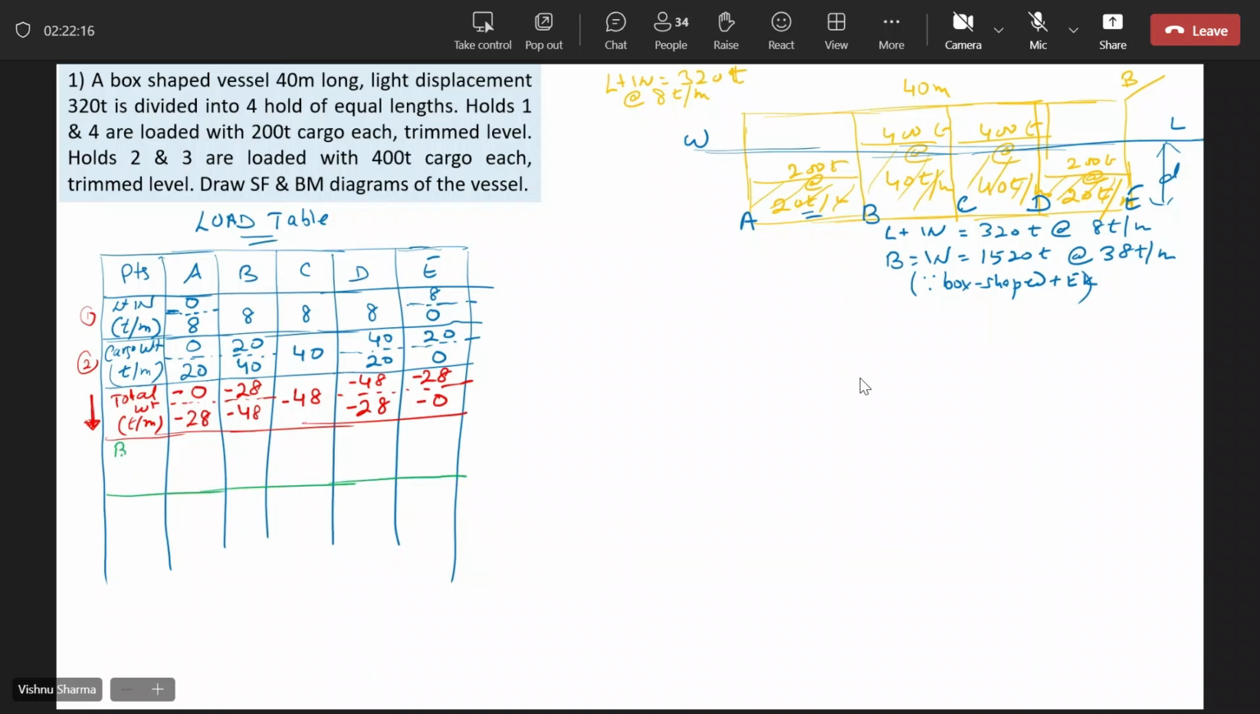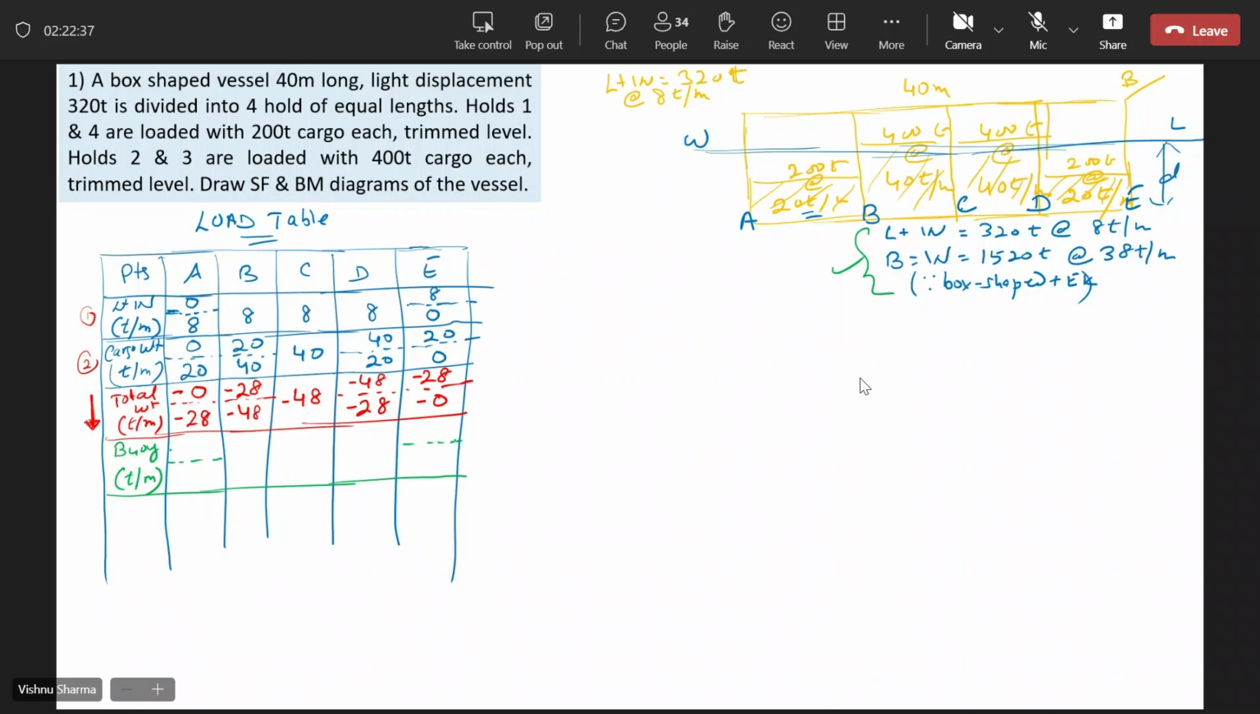Because the vessel is box shaped and on even keel, buoyancy is uniformly acting. We have already discussed this under the box here. But is there any buoyancy to the left of A and right of E, guys, like the light displacement? No, sir. We divide this and this into 2.